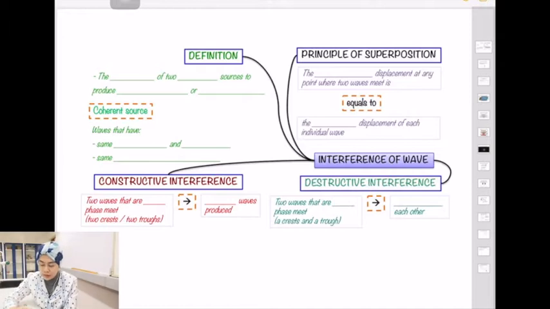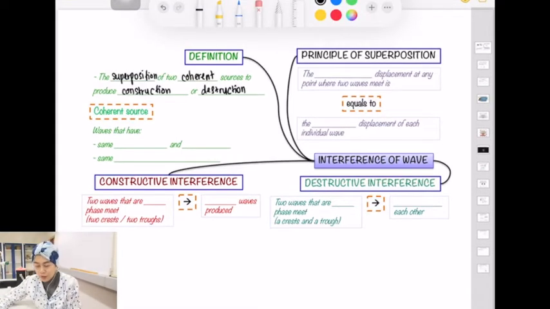So this here is the definition for interference. It's the superposition of two coherent sources, and it happens to produce constructive interference or destructive interference. So that's why you also need to know what is constructive, destructive, superposition, and also coherent, because it is inside of the definition of the interference itself.